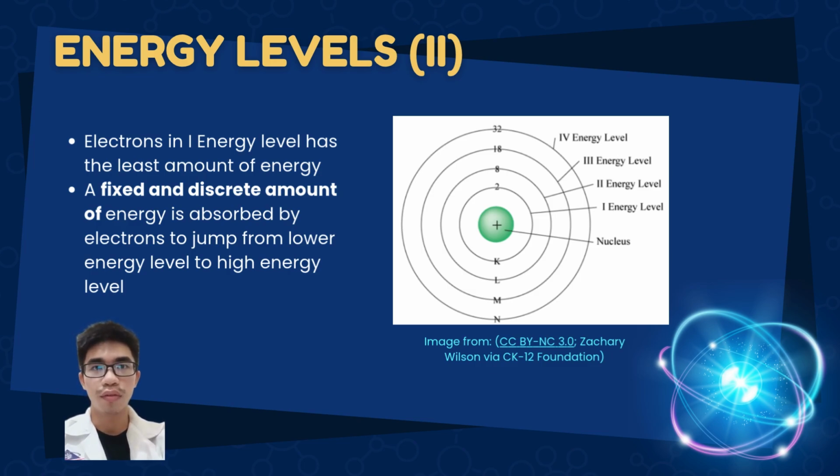The first energy level of an atom has the least amount of energy, while the highest energy level has the most energy, and vice versa. And a fixed and discrete amount of energy is needed for the electrons to jump from a lower energy level to a higher energy level.